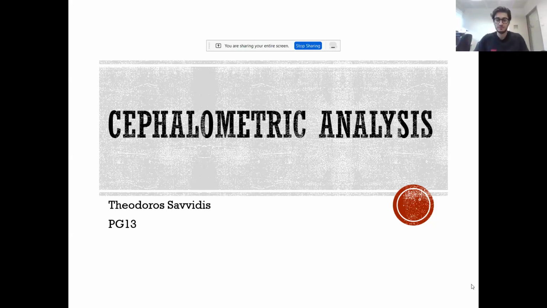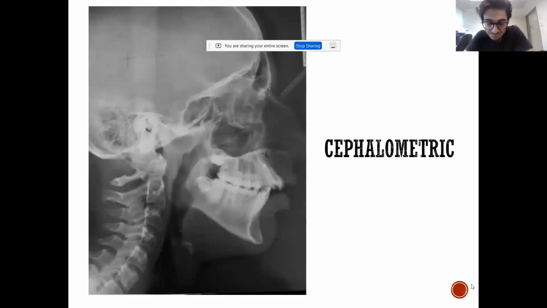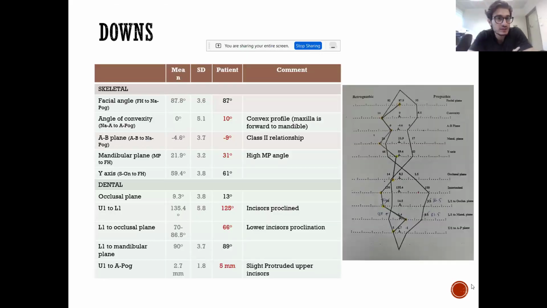Okay, so I'll present my case. Here is the Ceph. Let's start according to Downs. We can see that the facial angle is 87, and we have an angle of convexity of 10 degrees, so we have a convex profile. The maxilla is forward to the mandible. AB line is -9, so we have a class 2 relationship, and we have a high mandibular angle, 31 degrees. Y-axis is within the limits. Dentally, upper to lower incisors is 125, so we have proclined incisors, and the lower incisor is also proclined according to the occlusal plane, and we have a slightly protruded upper incisor according to the Pogonion line, 5.